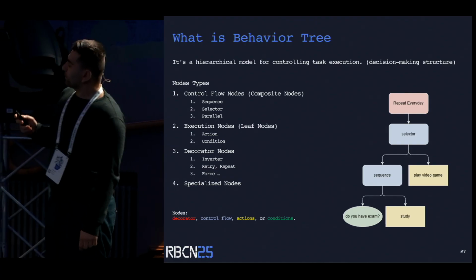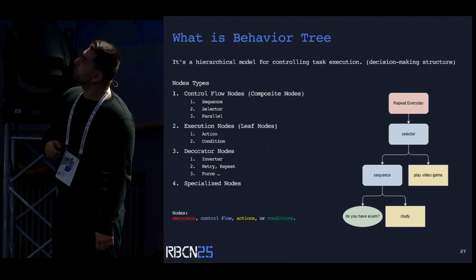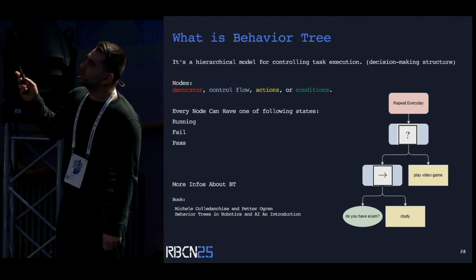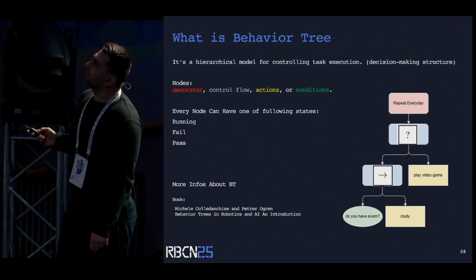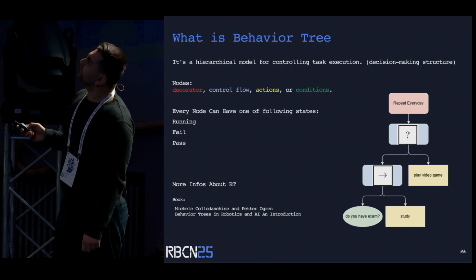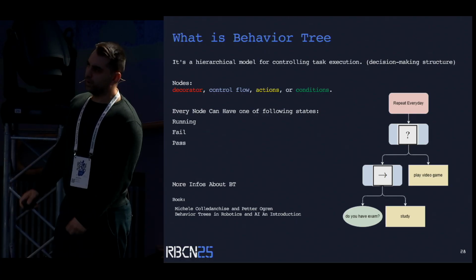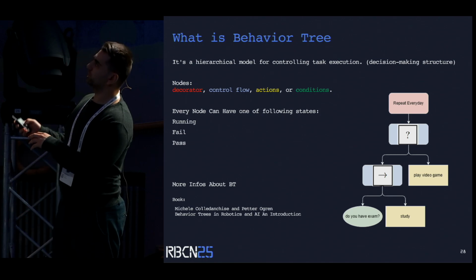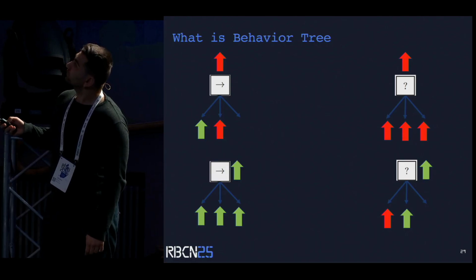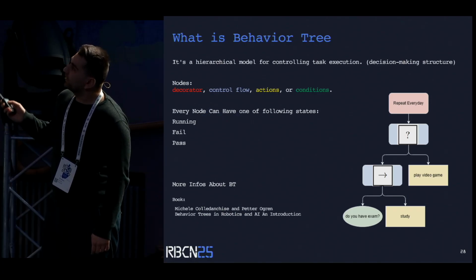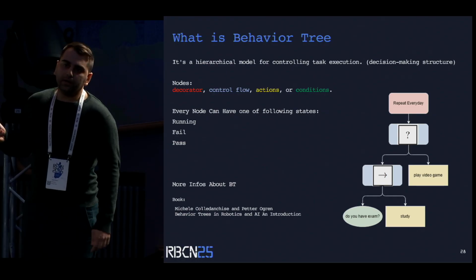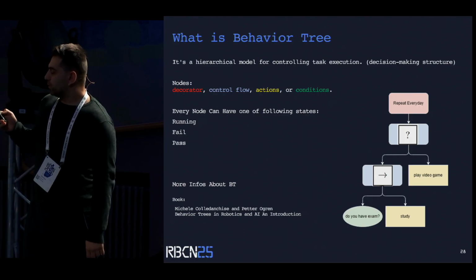In the literature, you may also find the selector and sequence in another form, which is question mark for selector and arrow for the sequence. So you know the difference. And selector is also known as fallback. But in our cases, I will be calling them with another name. I will be calling selector one should pass and sequence all should pass. And I will be explaining why, how the thing works.